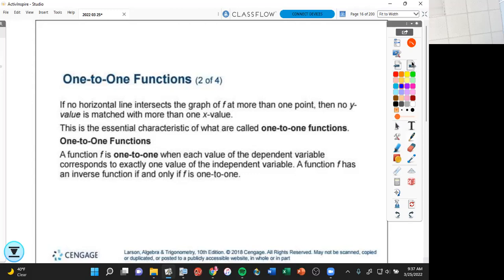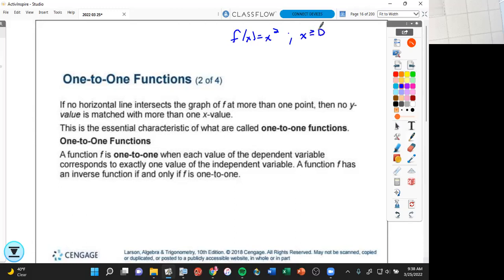A function is one-to-one when each value of the dependent variable corresponds to exactly one value of the independent variable. A function f has an inverse function if and only if the function is one-to-one. I could take a parabola and restrict the domain to make it have an inverse. For instance, f of x equals x squared. That's the parent parabola, right? You know what that looks like. If I said f of x equals x squared, but x is greater than or equal to 0.